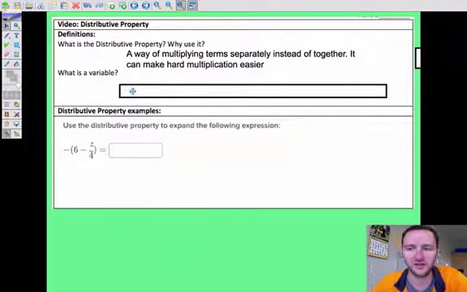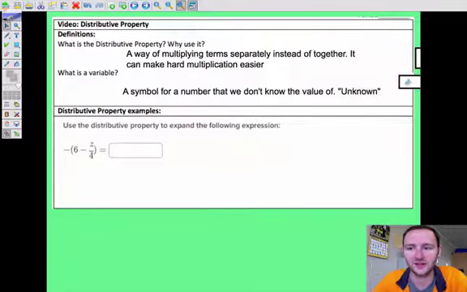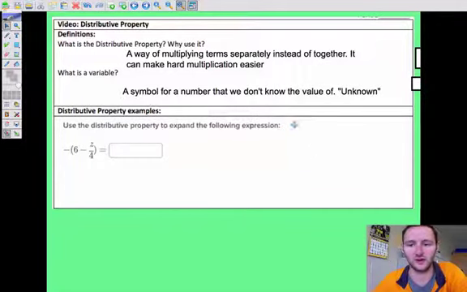What is a variable? We've been tossing around the term variable in the last few videos, and so just to solidify what that is, it's a symbol for a number that we don't know the value of. A lot of times these are called unknowns because, just like the definition says, we don't know exactly what it is. A lot of times it's X, a lot of times it's Y, but we don't know exactly what number X stands for or what X equals, the value of X.